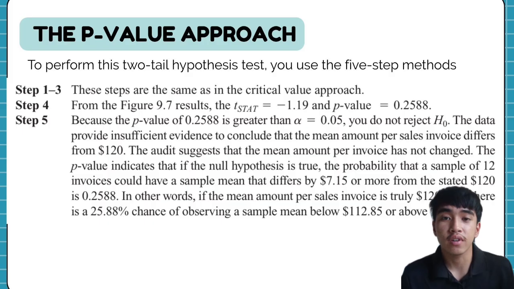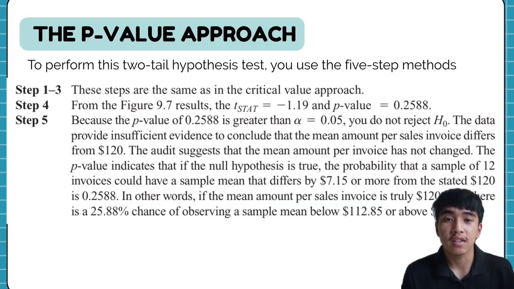It shows that after calculating the test statistic, t-stat negative 1.19, and the p-value 0.2588, you compare the p-value to the significance level, or alpha, 0.05. Since 0.2588 is greater than 0.05, you do not reject the null hypothesis. This means there is not enough evidence to conclude that the mean sales invoice amount is different from $120.